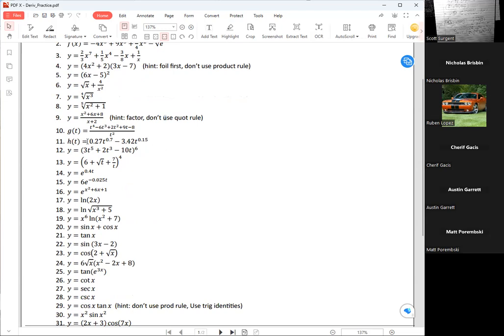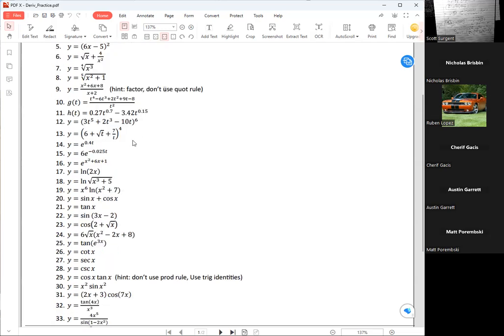That's going to be negative 0.3. And then same for here. I would bring the 0.15 down. Negative 0.15 times 3.42 t, and then what's that? Negative 0.85. So the arithmetic is not too hard.